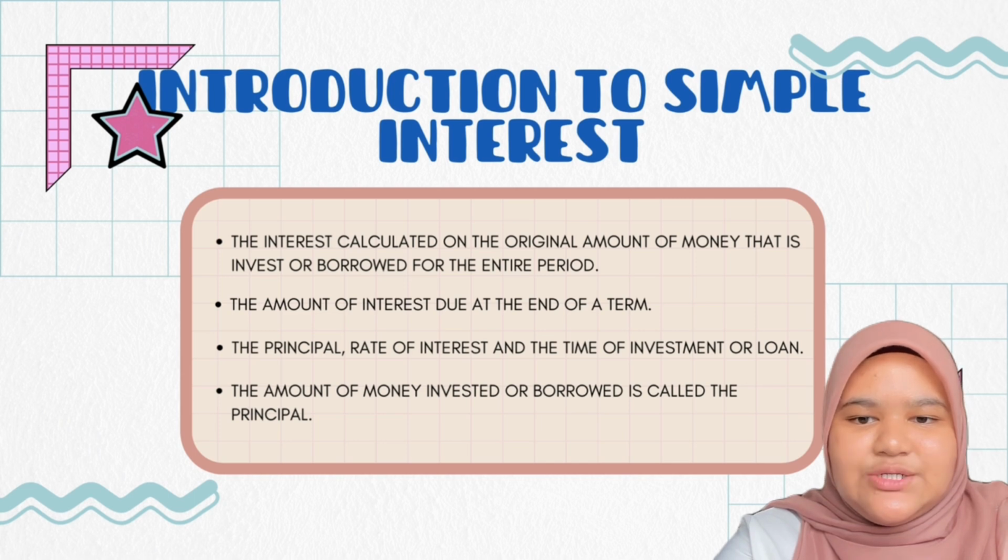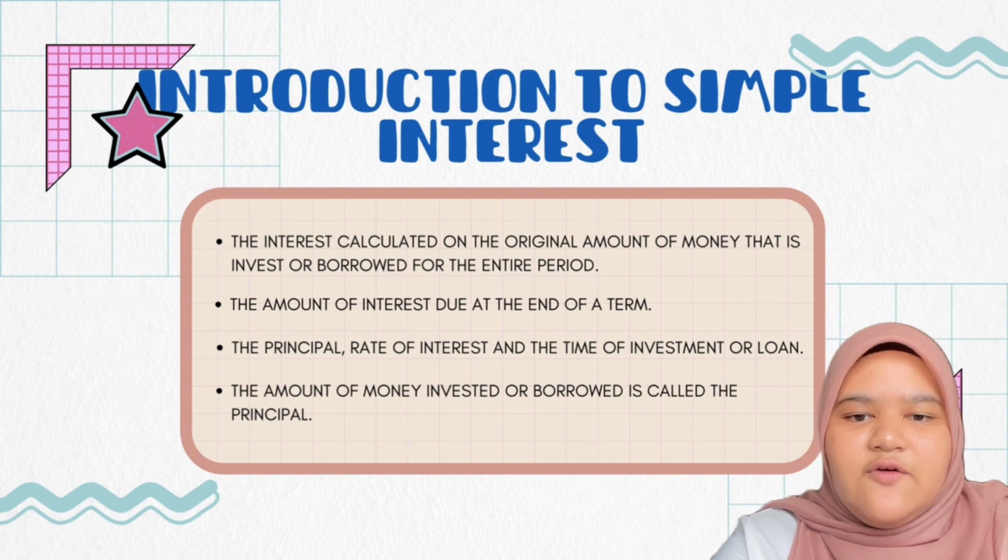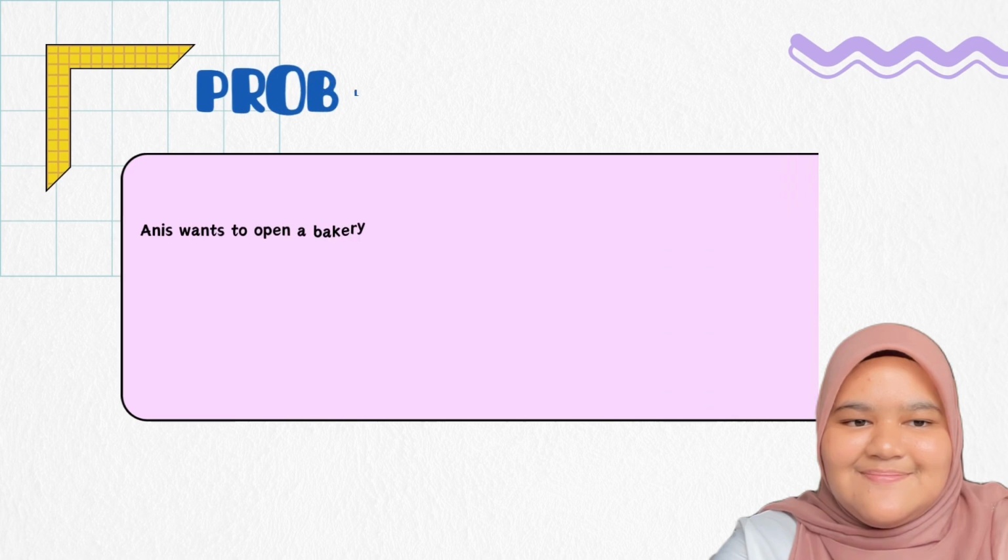Introduction to simple interest. Simple interest is the interest calculated on the original amount of money that is invested or borrowed for the entire period. It is the amount of interest due at the end of the term. Next, the three items that must be considered while calculating simple interest are the principal, the rate of interest, and the time of investment or loan. Lastly, the amount of money invested or borrowed is called the principal.